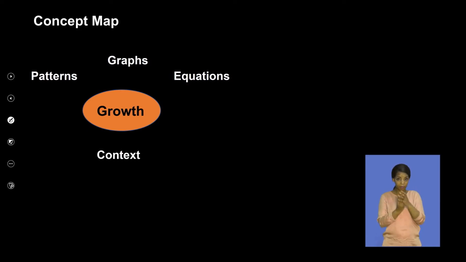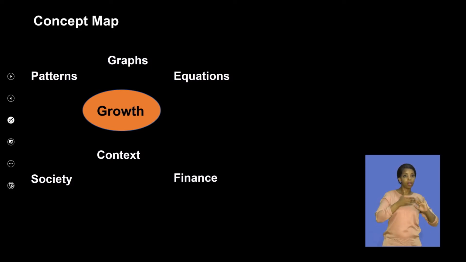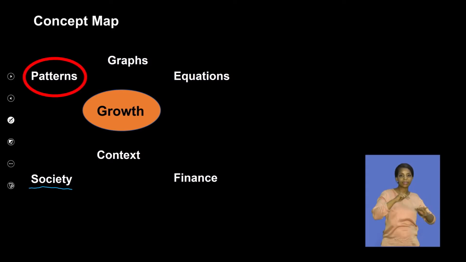And then we're also going to pin this growth in terms of context. One will be society, and then it will be finance. So finance will be the main big idea that we are trying to get to. But before that, we are going to look at this under society as our context. Now, let's first look at the first concept, which is patterns.